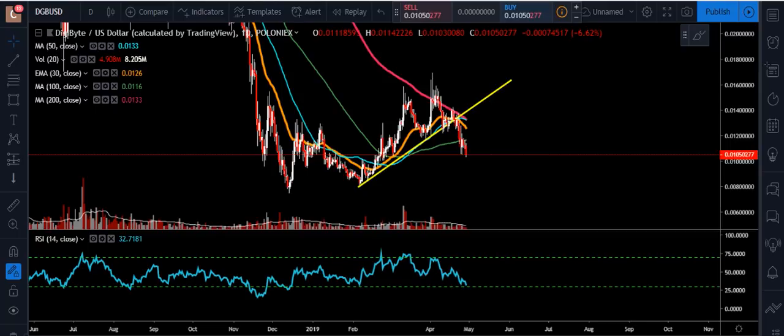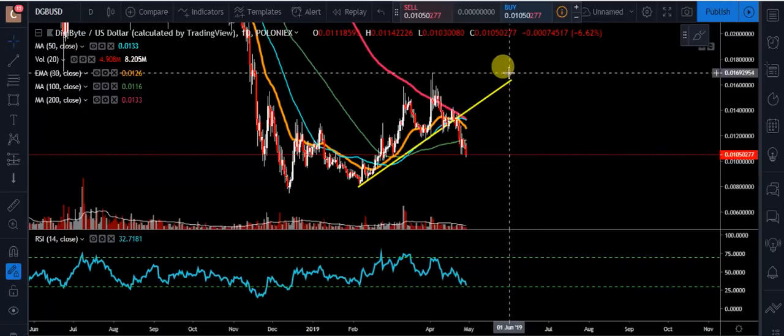I want to bring you all an update on Digibyte. I know a few of you have been asking about it, so I'm going to do my best here for you today. Guys, right now we are down 6.62%. We're at 0.0105. And what we're looking at is the power of trendline breaks.